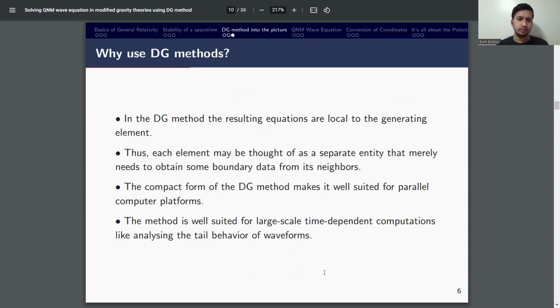A reason for using DG methods is that they are local to the generating element, so each element only needs information from its neighbors. It only needs to obtain some boundary data, and it is good to go. The compact form of the DG method is well suited for parallel computing platforms. It is scalable, and parallel computing methods can be readily used to increase the performance. And we'll see that it's particularly suited because we are going to do large scale time dependent computations for analyzing the tail behavior of the waveforms that we get from solving the wave equation.